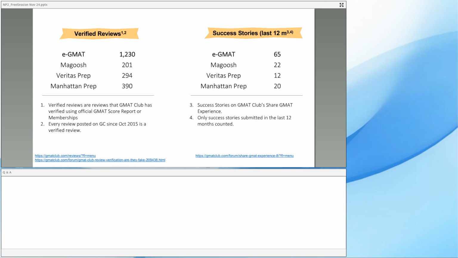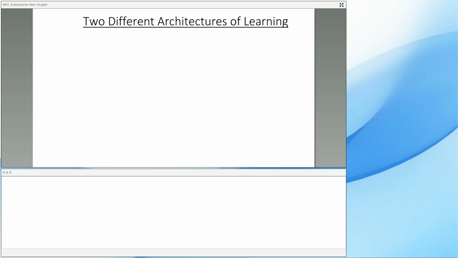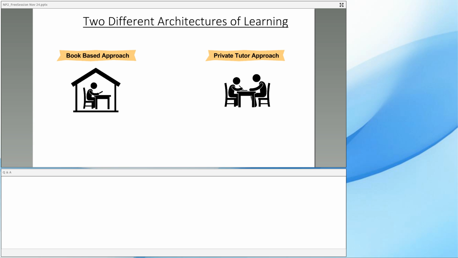So why are students more successful? When we asked ourselves this question and compared our courses to courses from other prep companies, one fundamental reason stood out as the biggest determinant, and that was the way in which we approach your learning. There are two fundamentally different learning architectures that are predominant in the industry today. The first is a book-based architecture, and the second is a private tutoring-based architecture.